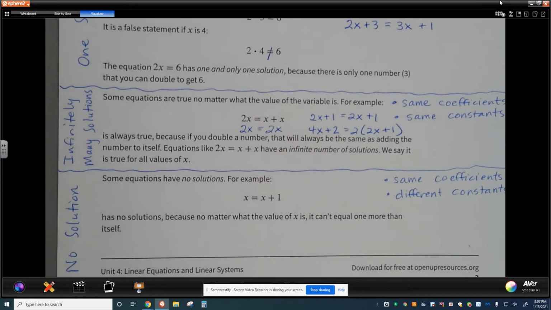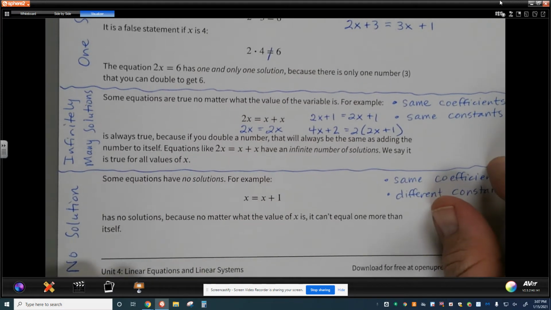The final type of solutions that we have are no solutions, meaning that there is absolutely no way that this equation could ever become true, no matter what value we substitute for x.